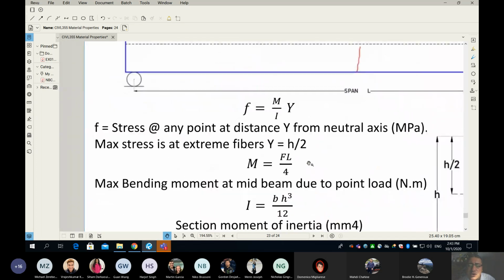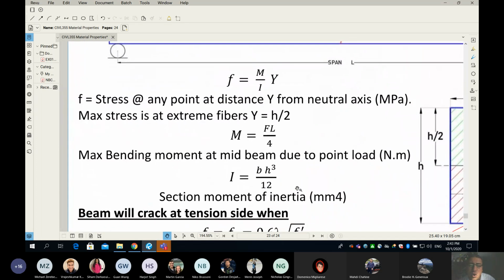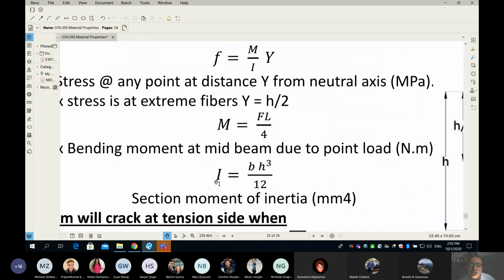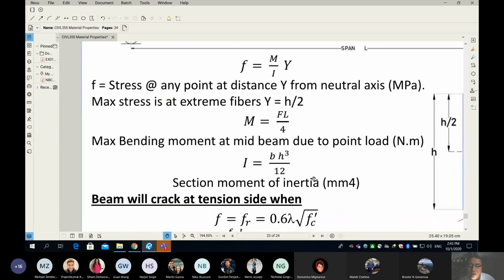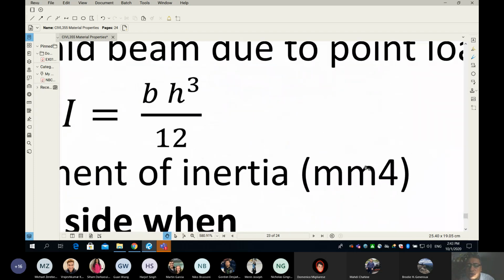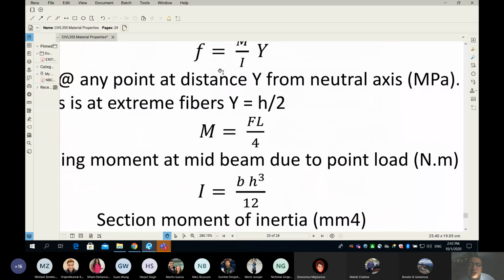So for a rectangular cross section, this is something you're supposed to know from last year. It is the width of your beam multiplied by the height, or the depth, of your beam cubed, divided by 12. That's for any rectangular section. The moment of inertia, and by the way, the units are millimeter to the power 4. And that's how we find the stress.